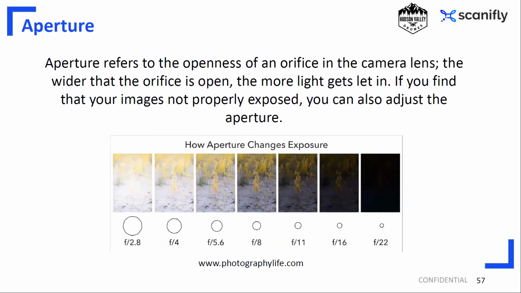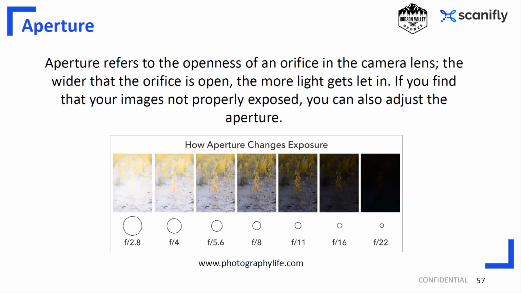After shutter speed, another control that we can adjust is the aperture. The aperture refers to the openness of an orifice in the camera lens. The wider that orifice is open, the more light gets in. So if you find that your images are not properly exposed, you can also adjust the aperture.